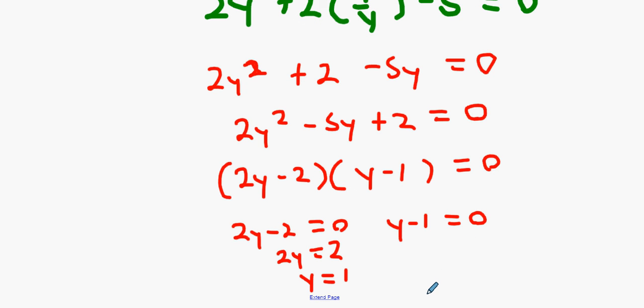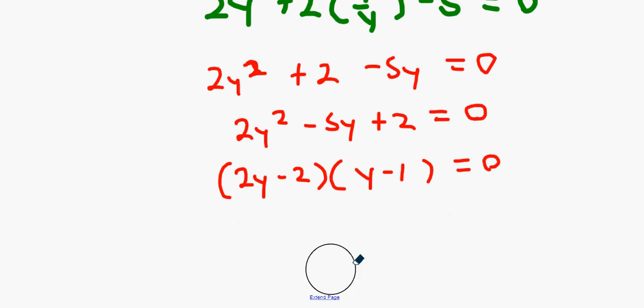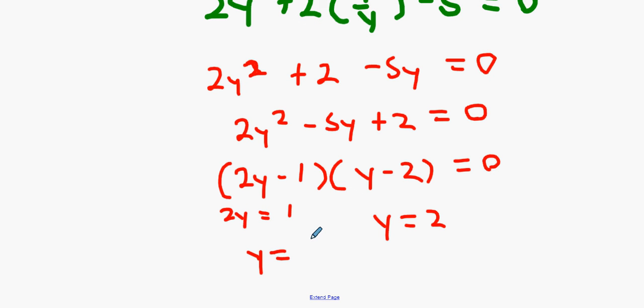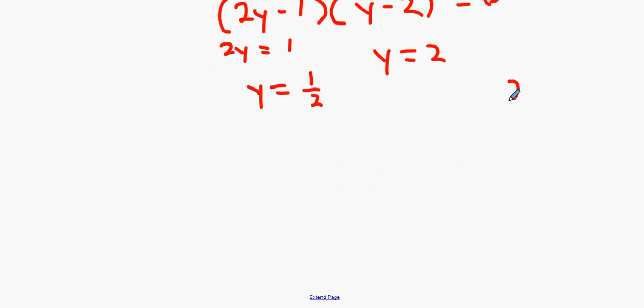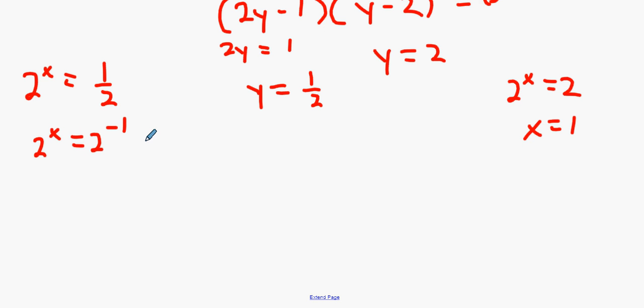Wait a minute. No, that's wrong. Yeah, I'm totally wrong there. Is that what you're about to say, was it? Who got y equals a half and y equals 2? What do I do next? 2 to the power of x equals 2. This implies. And 2 to the power of x equals a half. What is a half? 2 to the power of minus 1 implies x equals minus 1. Alright.